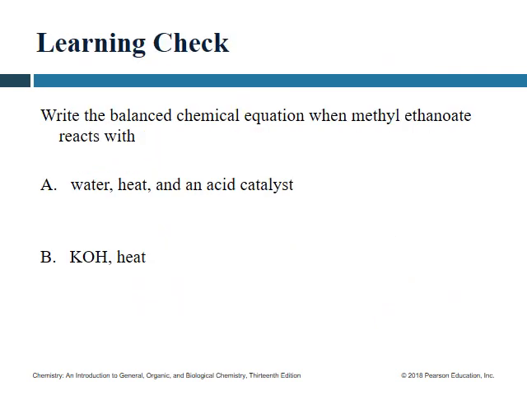For instance, write the balanced chemical equation when methyl ethanoate reacts with water, heat and an acid catalyst. When you look at this, methyl ethanoate is an ester reacting with water in presence of heat and acid, which means this is acid hydrolysis. So we draw the structure. Let's draw methyl ethanoate. We start from the end, which is ethanoate, 2 carbons, with OH, which means this is the acid, and then we have the alkyl group, methyl, so 1 more carbon.